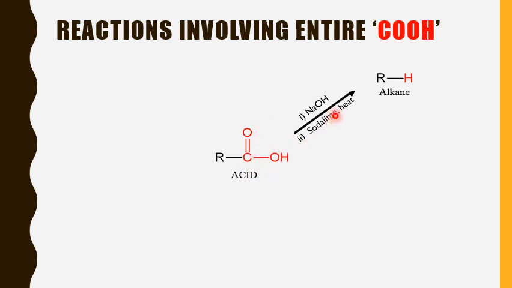So when this carboxylic acid is treated with sodium hydroxide, what happens? This will be converted into the sodium salt of carboxylic acid. We have seen this in the reactions due to the hydrogen of COOH. So in the first step, we have to react this carboxylic acid with sodium hydroxide or sodium metal so that this carboxylic acid gets converted into the sodium salt of carboxylic acid.